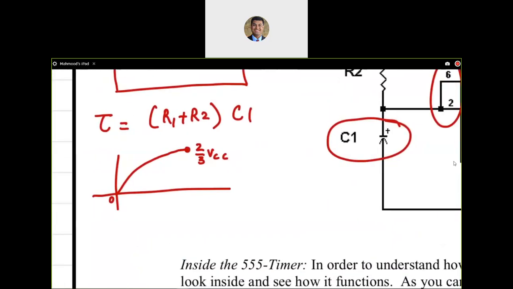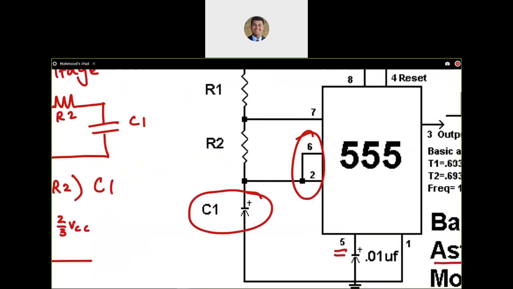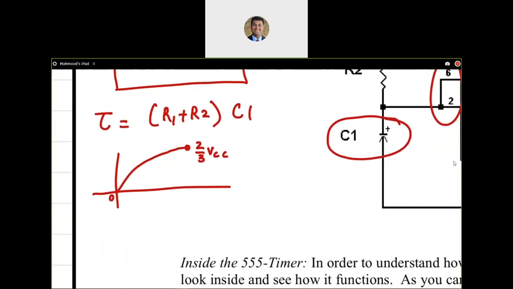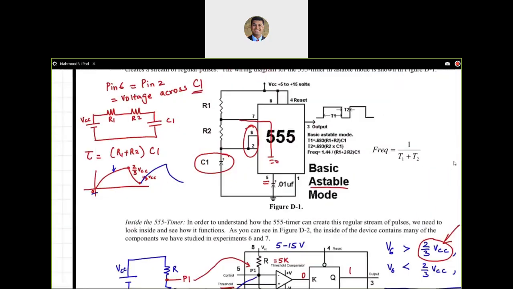At that time, you will start discharging. Why? Because pin 7 now will be connected to ground internally. So you are going to discharge that capacitor. It goes down until you hit 1/3 VCC. And then again, you will charge up and go down and charge up and go up. So now you're going to start at 0, but after that, you will be going between 2/3 VCC, 1/3 VCC, 2/3 VCC, 1/3 VCC exponentially, which looks like that. And this process will keep continuing as long as your VCC is on.